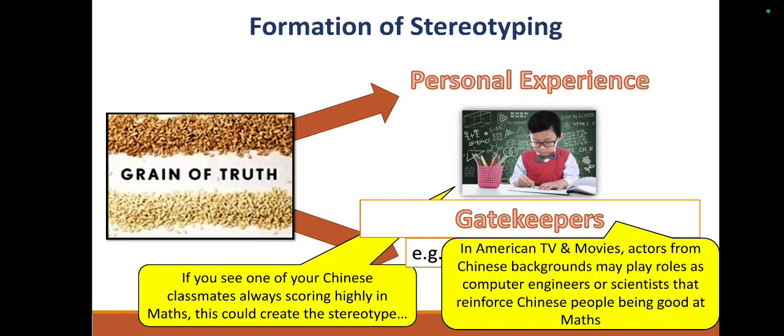So how have the media been gatekeeping this particular stereotype? In American TV and movies, actors from Chinese backgrounds may often play roles as computer engineers or scientists. Can you think of any films where that has happened? Where we've got a person of Chinese origin or Asian origin, usually, playing somebody in one of those kinds of roles, and that just exaggerates the stereotype. So it starts with a grain of truth. Yes, Chinese people might be good at maths, but then they build through either personal experience of certain individuals, or there are gatekeepers keeping this particular stereotype going.